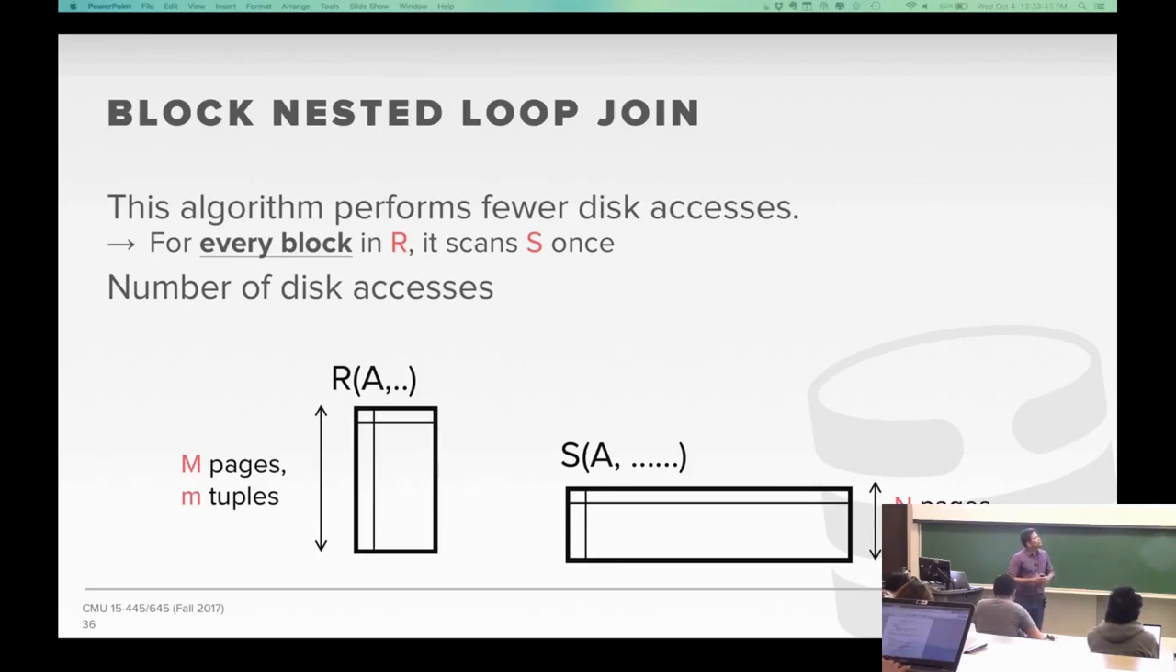So in this case, the number of disk accesses is m plus m into n, where instead of small m, we are using capital M. Small m represents the number of tuples. Capital M represents the number of blocks. So this is a significant drop in I/O access. So any questions about the block?